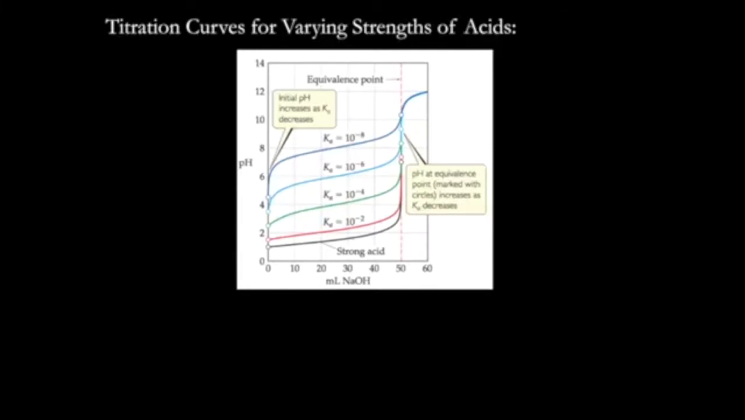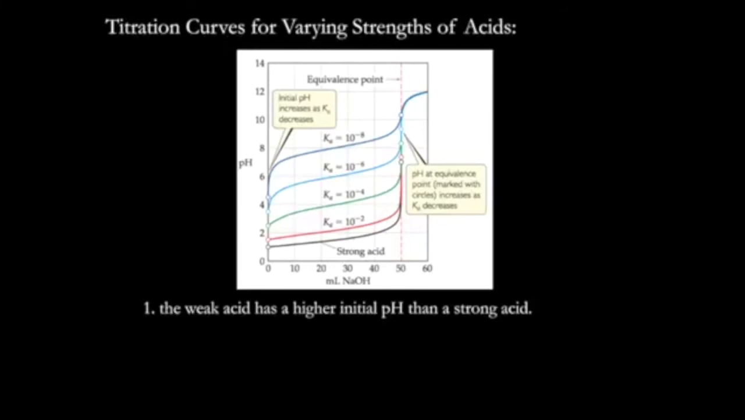So on the bottom you have a strong acid, and so that shows the typical titration curve for a strong acid and a strong base. At the very top, notice the Ka is very small, so you have a very weak acid with a strong base. So let's talk about a couple of differences that you see based on the strength of acid that is reacting with the strong base.